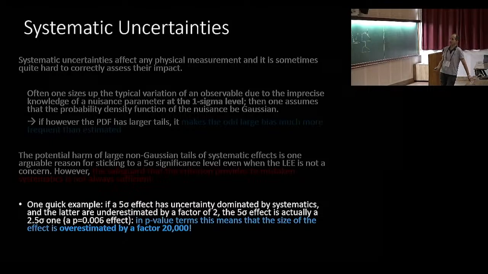So, one quick example of what can happen. Imagine that you have a 5-sigma effect in your data, but the uncertainty on the data is dominating. It's actually systematics dominated. It's not a statistical fluke. And you don't know your systematics well enough, because you underestimated them by a factor of 2. So you think the bias that you have is a certain Gaussian distribution, and you misunderstand the width of that distribution by a factor of two. And so this 5 sigma effect is actually a 2.5 sigma effect because of this problem that you had.